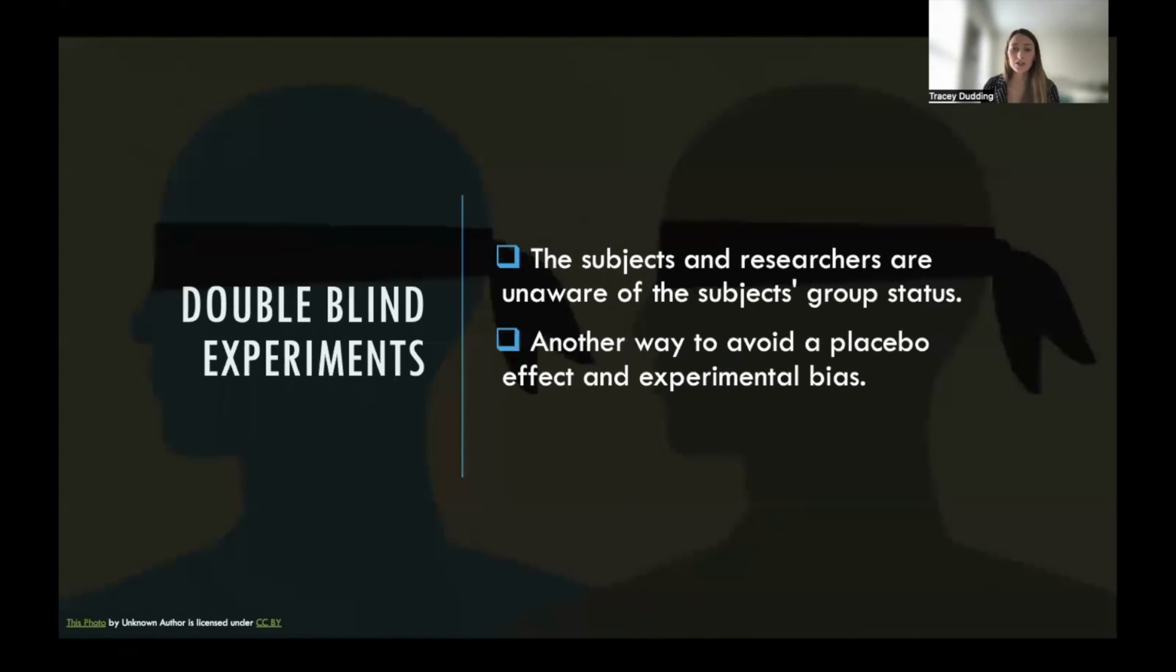So the earlier example, the student groups that knew what kind of rats they had, that will be avoided with a double-blind experiment. The placebo effect, we can also avoid this with double-blind experiments because the researcher cannot clue in their patients or their subjects into what kind of group they're in. That is how double-blind experiments can help in both of these situations.